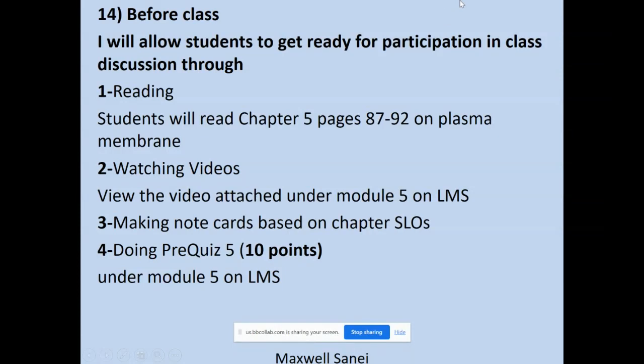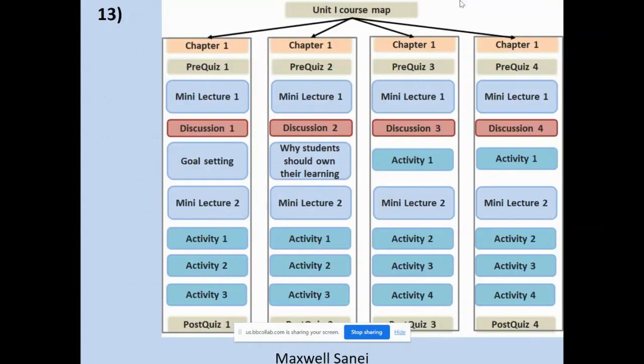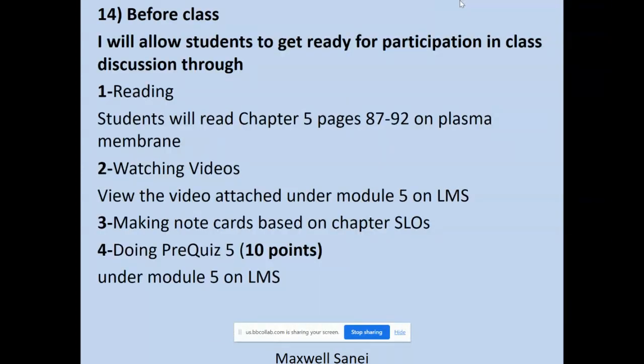All the pre-quizzes are uploaded. I can show you my Blackboard. You will see that my course is designed the same way as I showed you in the slide, from A to Z, all chapters, and this is Unit 1. My course goes Unit 1, Unit 2, Unit 3, Unit 4, something like that. At the end of each unit, we have a unit exam.